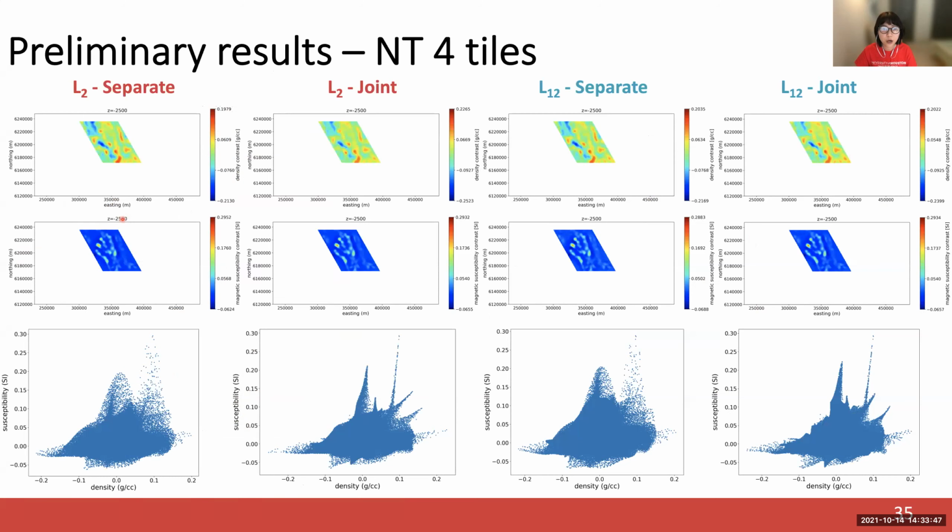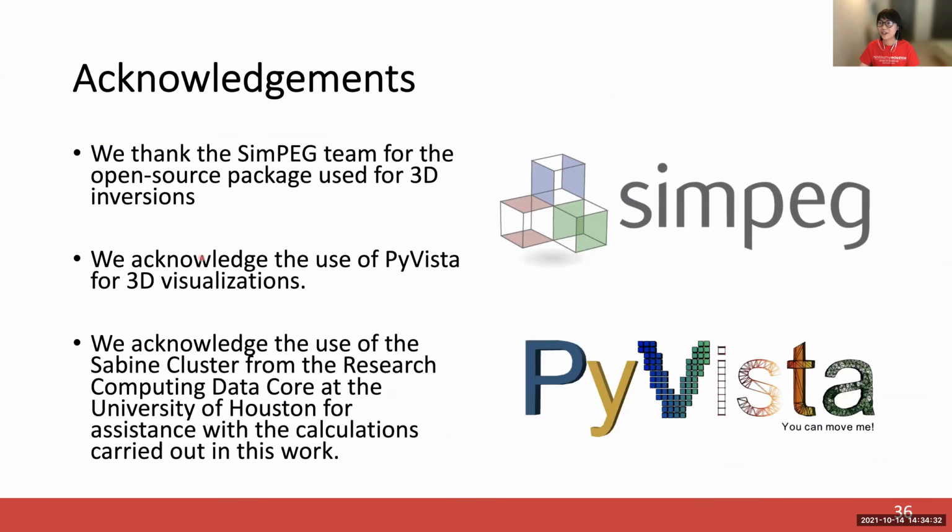So from the left column to the right column, it displays the merged models from the L2 norm separate and joint, and mixed L12 norm separate and joint inversion results. The first row here shows the inverted density horizontal slices at 2,500 meters depth. And the second row here shows the corresponding magnetic susceptibility models. And the last row shows their corresponding scatter plots. So these preliminary results are coherent with our observations in the synthetic modeling, where the joint inversions have better recoverability than the separate inversions.